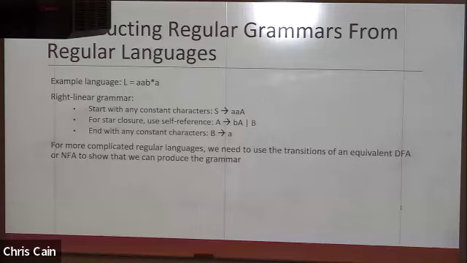All right, that's basically it for regular grammars. Any questions on the concepts of regular grammars or some of the conversions that you might do between aspects of regular language we've seen so far?